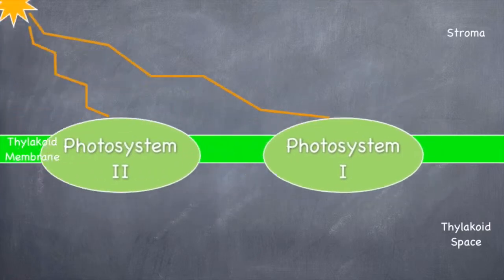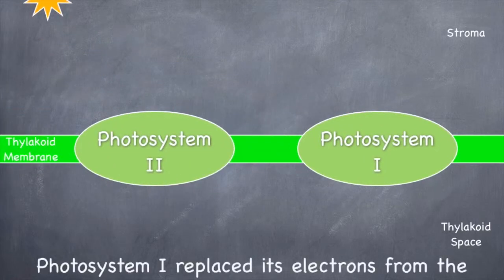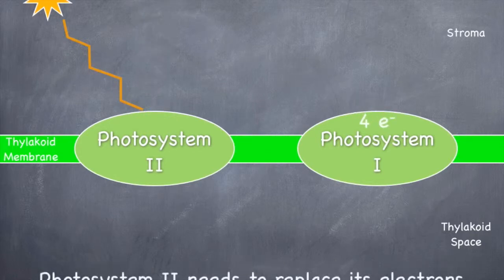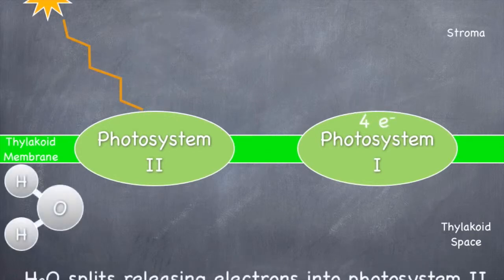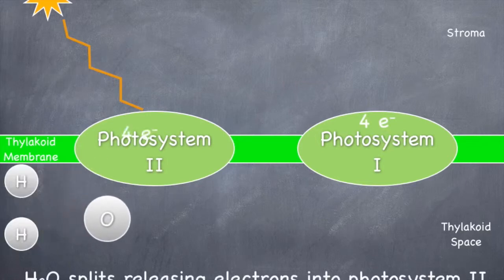Because photosystem 1 got its replacement electrons from photosystem 2, photosystem 2 needs to replace its electrons. It does this by splitting apart water molecules and using their electrons.